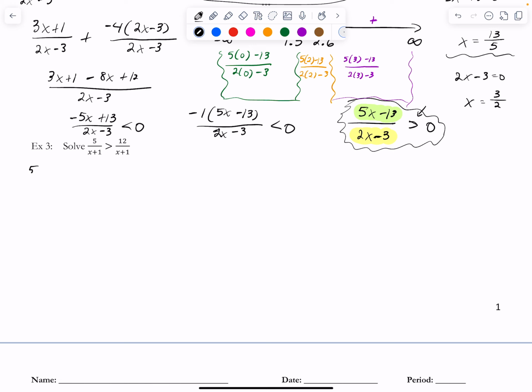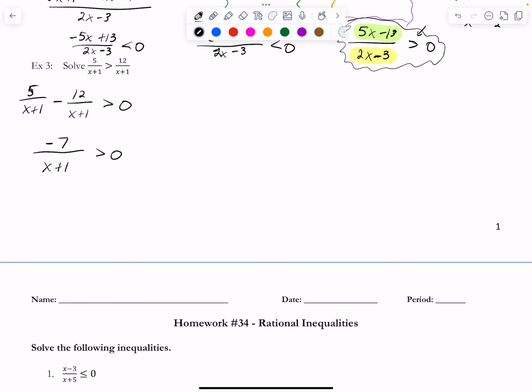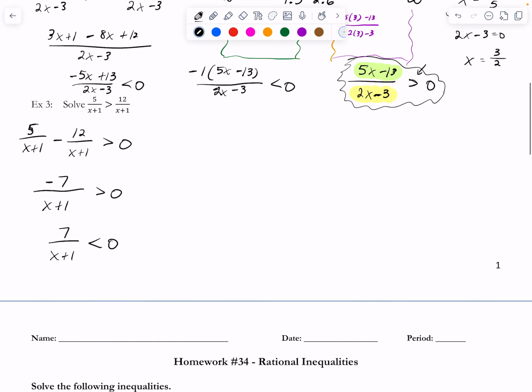All right, I'm going to move over the 12 over x plus 1 with subtraction. Now this one is kind of nice because we already have the same denominator. So I can just do 5 minus 12, which is negative 7 over x plus 1. But like I did before, I'm going to divide that negative to the other side to make this less than 0. All right, so using that, if I set my denominator equal to 0, I get x equals negative 1.